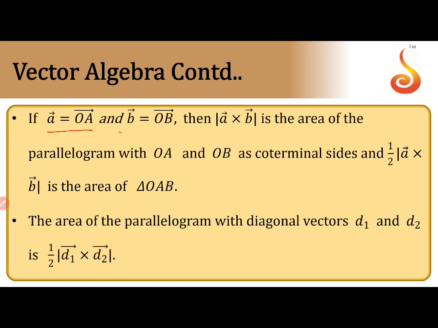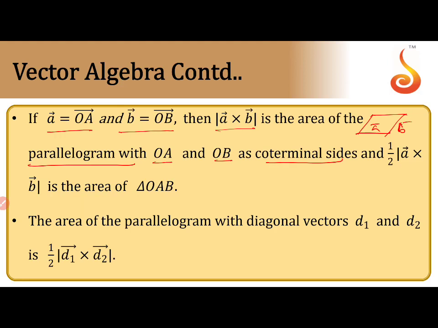If OA bar equals A bar and OB bar equals B bar, then A cross B is the area of the parallelogram with OA and OB as coterminous edges. So for a parallelogram, the edges are given. How to find the area of the parallelogram? Modulus of A cross B is the area of the parallelogram.